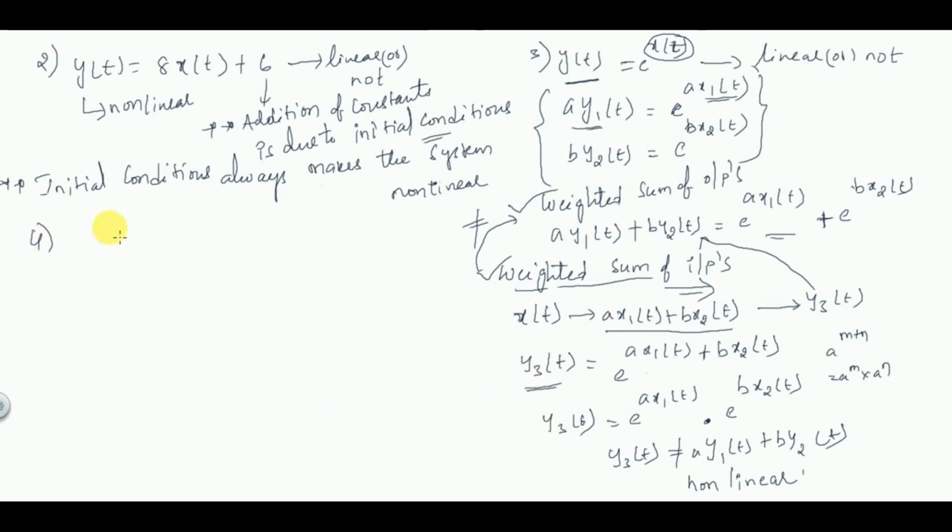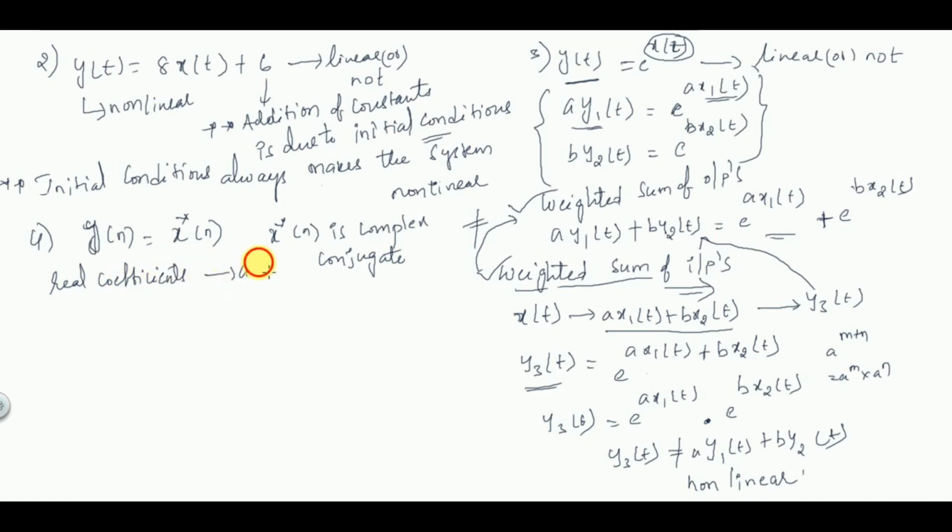Suppose you are given a system like this, y of n is equal to x star of n, where x star of n is the complex conjugate, and you are asked to find whether the given system is linear or not. Then how can you solve this? For real coefficients, that is, if a and b are real, then it is going to be linear.